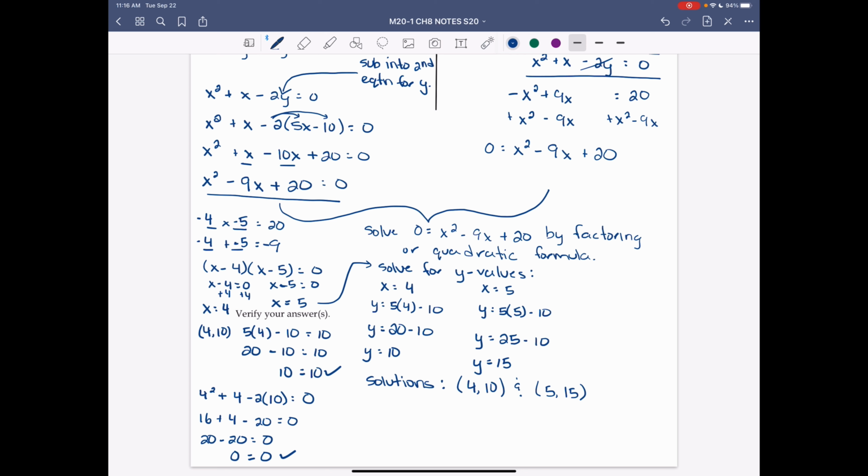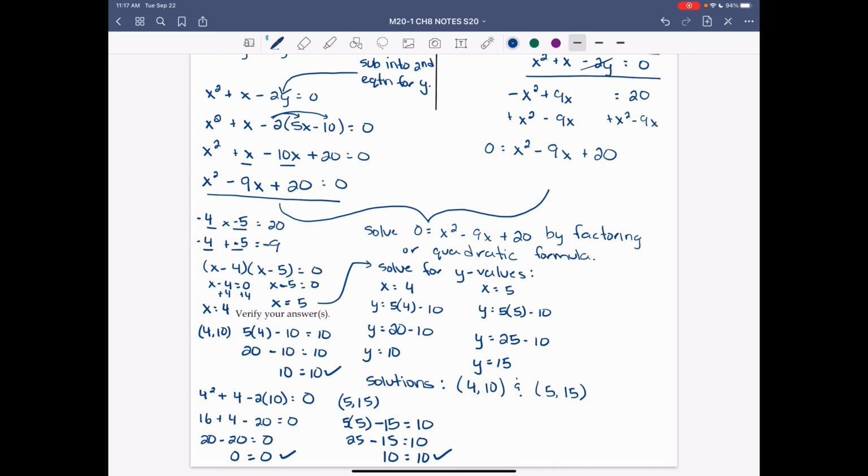Next point is (5, 15). Do the same thing. Sub the point into our equations. First equation, 5 times the x value, which is 5, minus the y value, which is 15, equals 10. 5 times 5 is 25, minus 15 equals 10. 25 take away 15 is 10, equals 10. True.